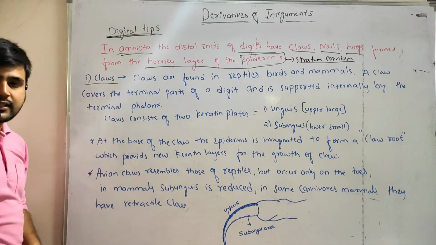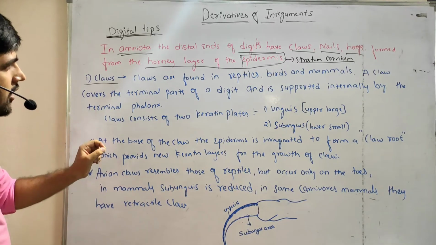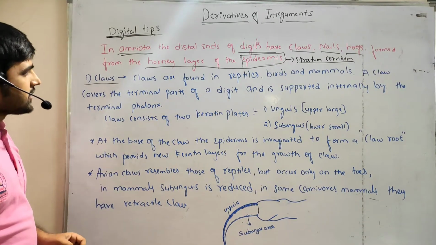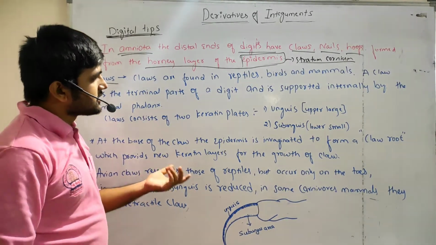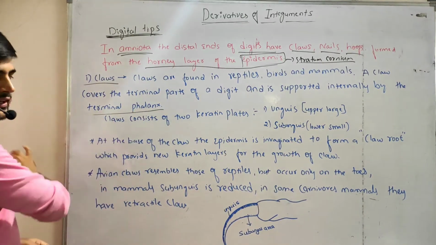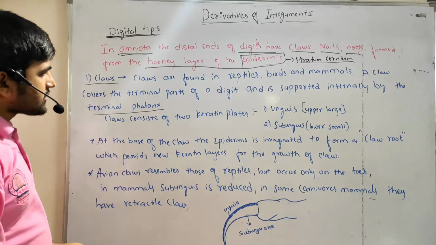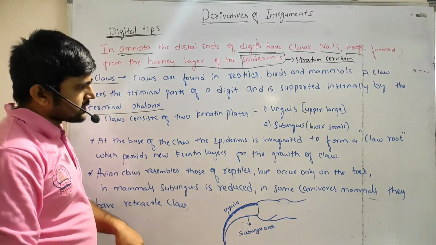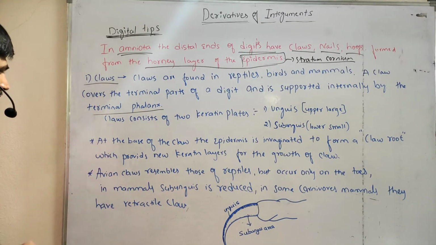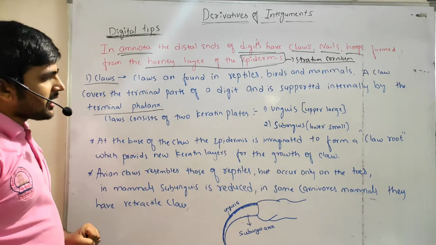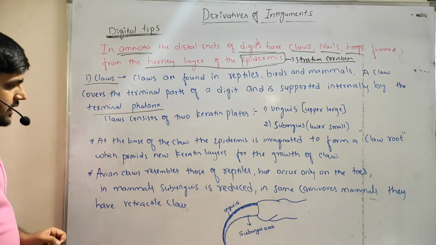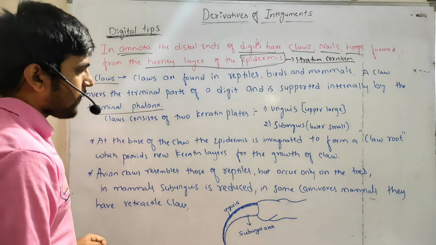First one is the claws. Claws are found in reptiles, birds and mammals. A claw covers the terminal part of a digital tip and is supported internally by the terminal phalanx. Claws consist of two keratin plates, anguis and subanguis. At the base of the claw, the epidermis is invaginated to form a claw root, which provides new keratin layer for the growth of the claw.